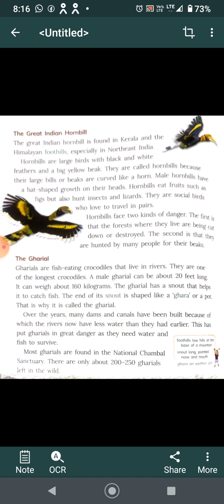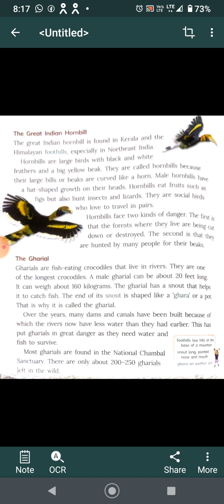The gharial. Now, gharials are fish-eating crocodiles. They live in rivers. They are one of the longest crocodiles. Now, this gharial species is the longest of the crocodile species. The male gharial can be about 20 feet long. It can weigh about 160 kilograms.